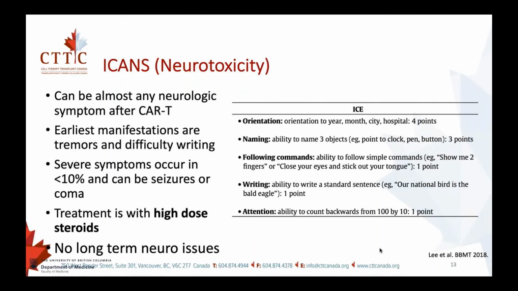This is actually a fairly good way of noticing early on if somebody's starting to lose some of their ability to remember things, or some of their ability to do simple commands, that might be linked to neurotoxicity. Now, severe symptoms tend to occur in less than 10% of people, and there can occasionally, rarely, be seizures or coma, which can be quite scary. Treatment is with high-dose steroids for this. The tocilizumab doesn't work as well, so we tend to use high doses of steroids.